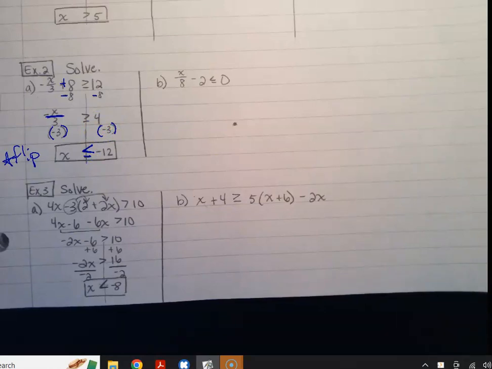So let's try B together. So you add 2. We add 2. We're good because it was being subtracted. So we add 2. So I have, is that x over 8 or negative x? Just x. Okay. So x over 8 is less than or equal to 2.